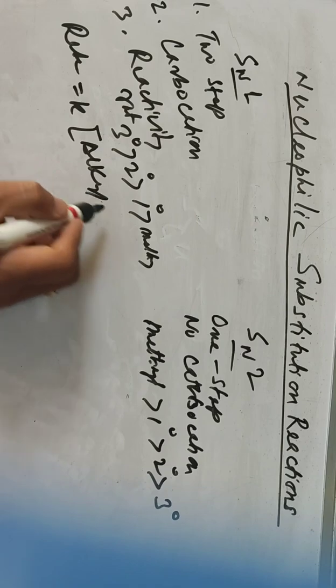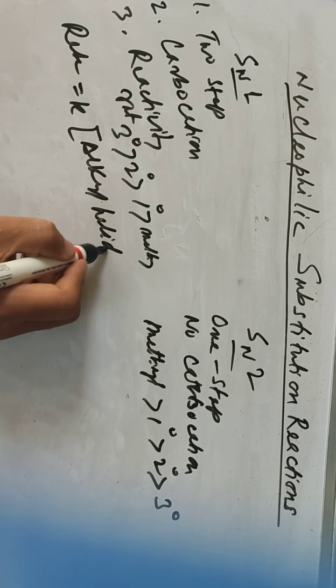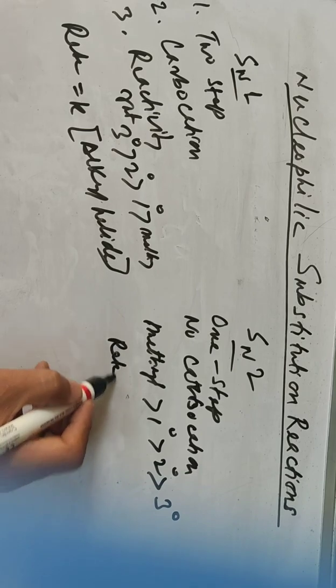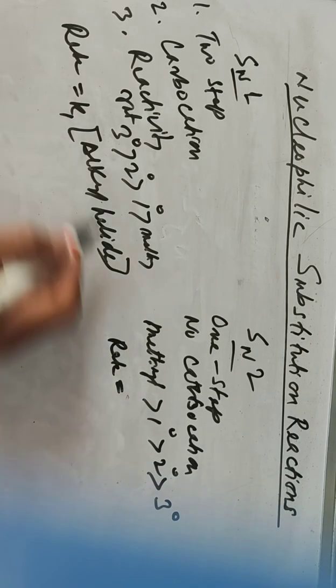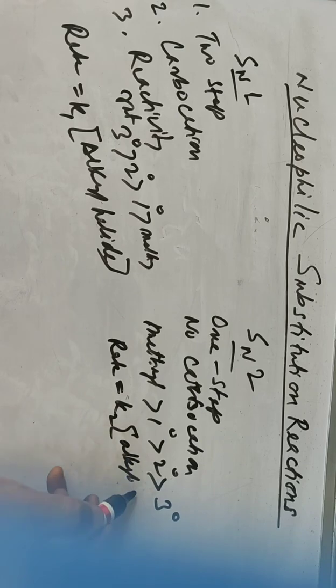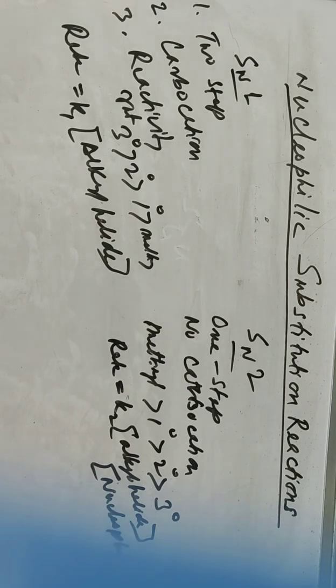So we have seen this earlier. Now we can compare these two. Here rate equals K1 times alkyl halide for SN1, and K2 times alkyl halide as well as the concentration of nucleophile for SN2. So in SN2 both the alkyl halide and nucleophile concentration matter. So this is about the SN2 and the SN1.